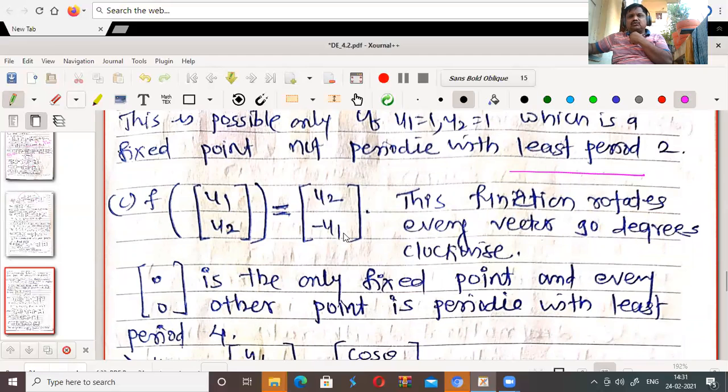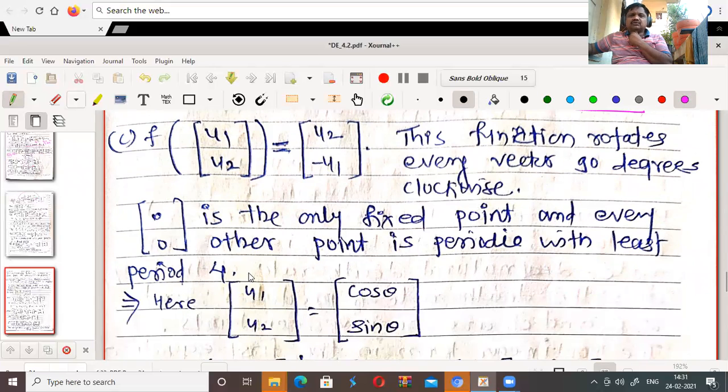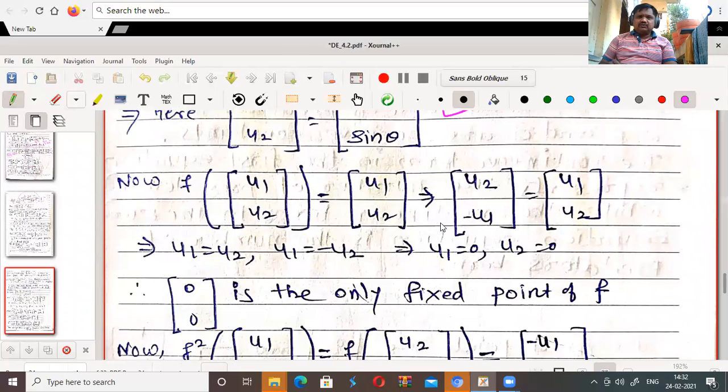f of (u1, u2) equal to (u2, -u1), isn't it? This function rotates every vector 90 degrees clockwise. (0, 0) is the only fixed point, and every other point is periodic with least period 4. Here (u1, u2) equal to (cos theta, sin theta). Let (u1, u2) equal to (cos theta, sin theta). What is f of (u1, u2)? f of (u1, u2) becomes (u1, u2). This implies, but f of (u1, u2) is given by (u2, -u1). So u1 equal to u2, u2 equal to -u1, that is u1 equal to -u2. Therefore u1 is 0 as well as u2 is 0. So 0 is the only fixed point here.